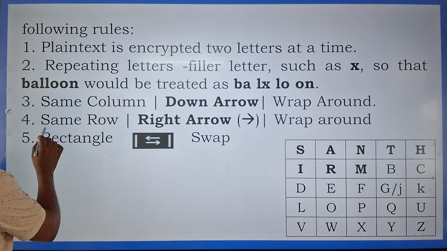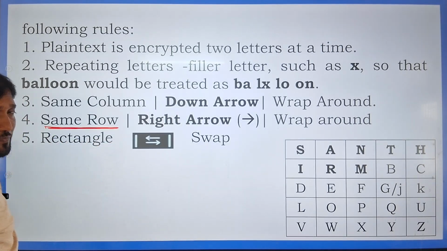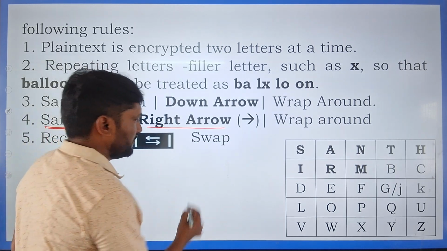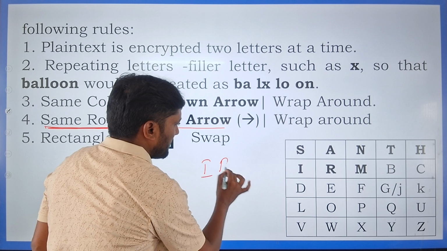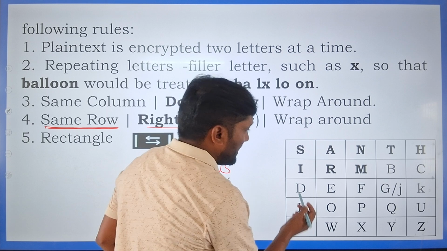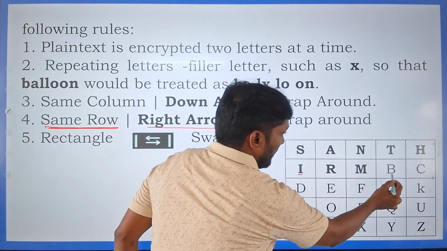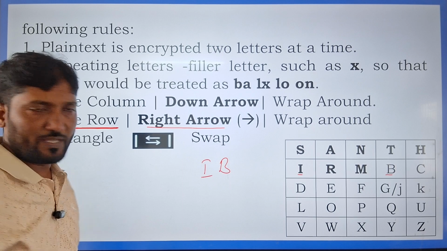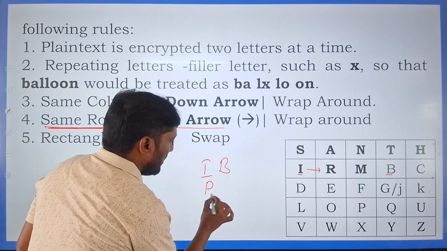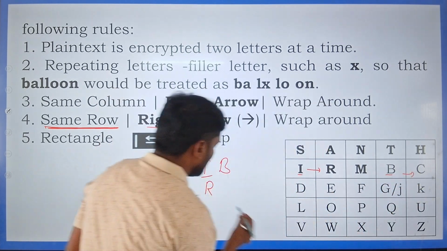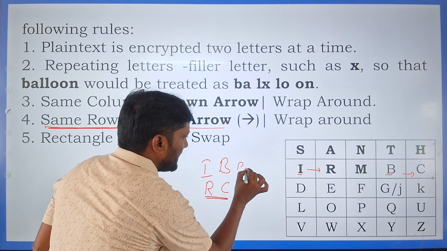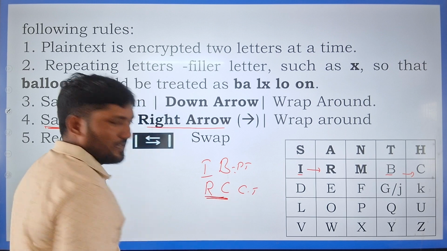And what is the fourth rule? If the plain text letters are in the same row, then we take the next letter, the right arrow. Suppose we take I and B as the plain text. Now, where are I and B? They are in the second row. Both letters are in the same row. What is the next letter for I? That is R. What is the next letter for B? That is C. Now, RC is the ciphertext for the plain text IB.